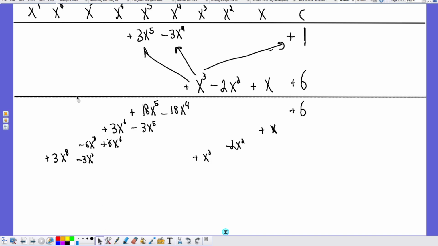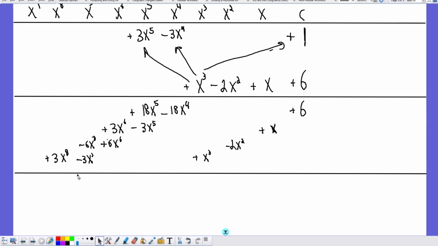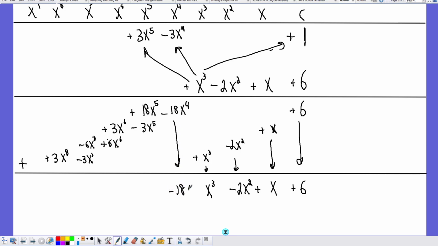Now, time for the addition part. Now the addition part is relatively straightforward. We're just going to add down the column. So my only constant is a 6, so I put a 6 there, plus 6. My only linear term is an x. My only x squared term is this negative 2x squared. Plus, my only x to the third term is just x to the third. Then my only x to the fourth term is negative 18x to the fourth. Then we have 18x to the 5 minus 3x to the 5. That would reduce down to 15x to the fifth power.